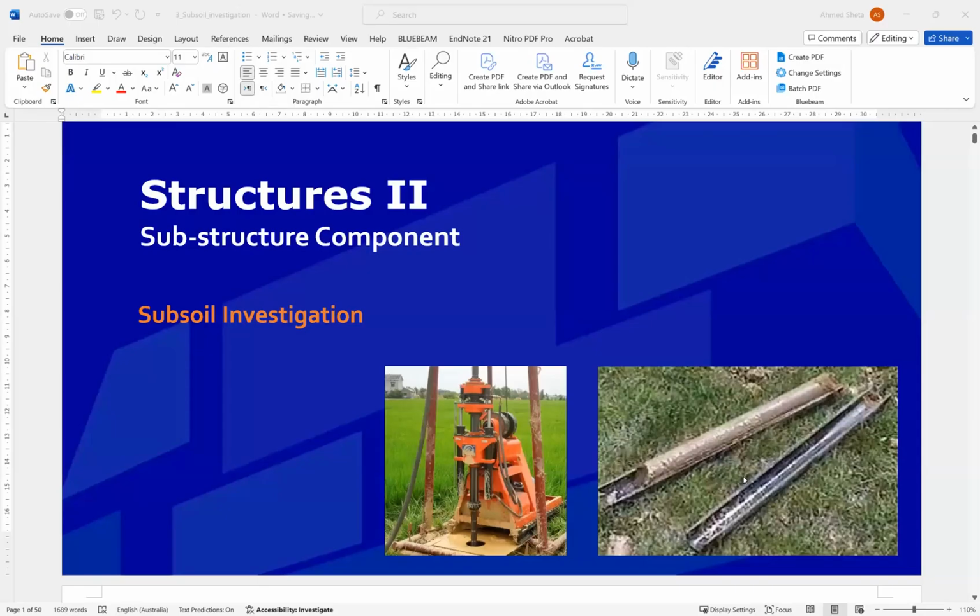Okay, so our next topic is subsoil investigation. So can you see my screen now? This is our third topic for the substructure component.